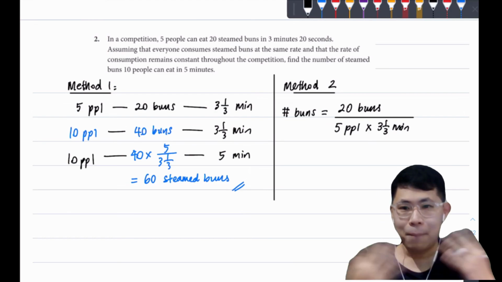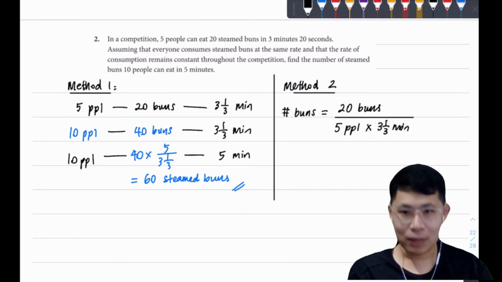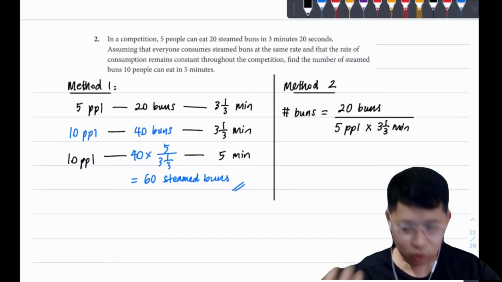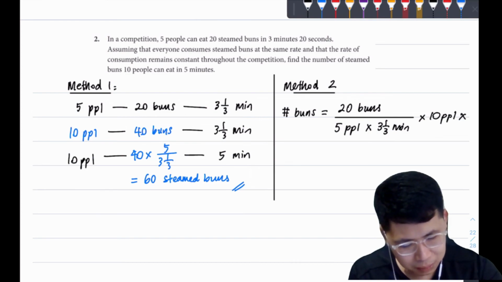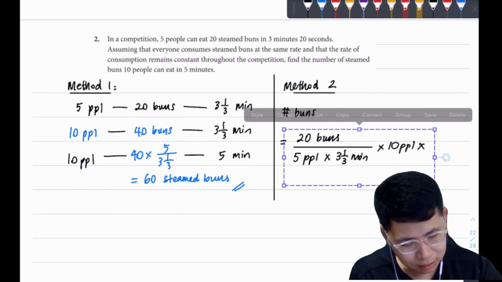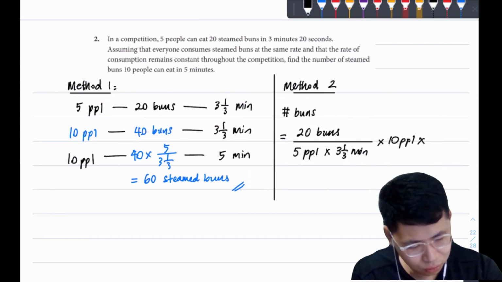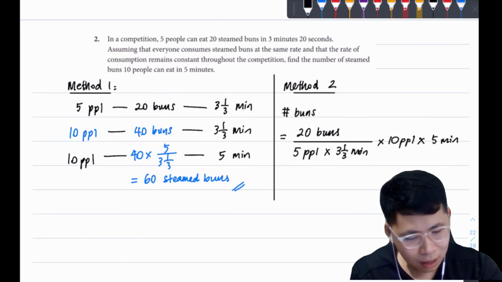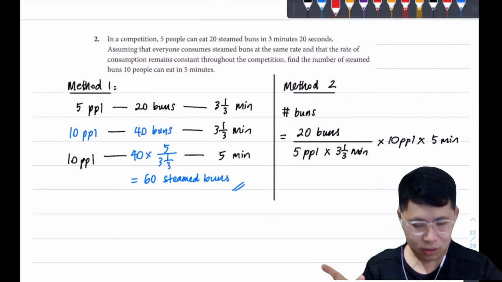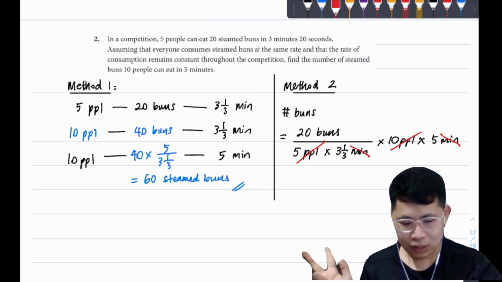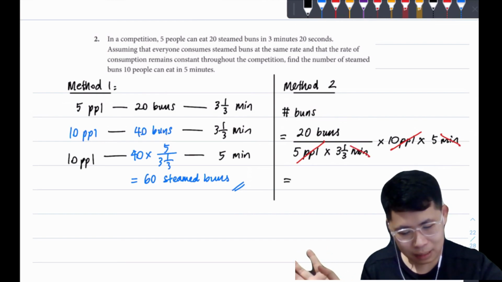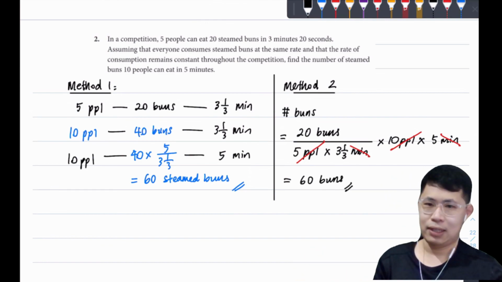Okay, so I can get the buns per person per minute. And afterwards I will use this to convert this to 10 people, and I'll convert this to 5 minutes. Oh dear, not enough space. So now, if you were to look at the units, you can actually see that the people and people cancel off. The minutes and minutes will cancel off as well. I just need to multiply all these numbers to give me 60 buns. 60 steam buns over here.